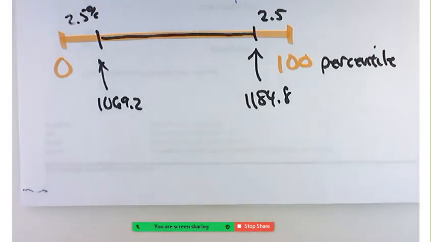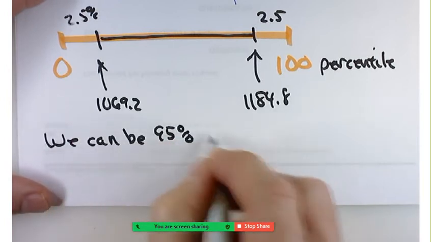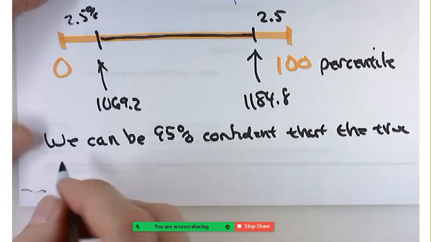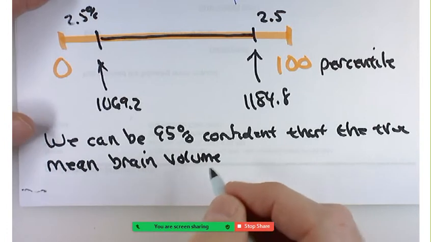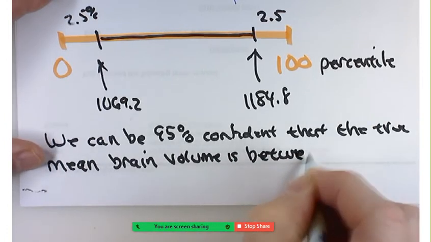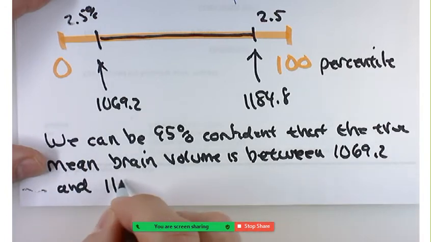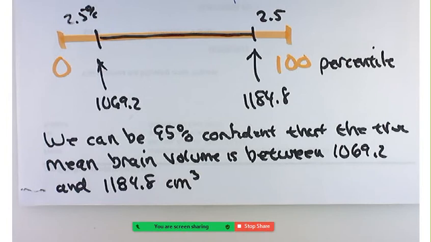And what you can do from here is build up a conclusion. You can state this in exactly the same way that we did before. This is kind of cookie cutter stuff, right? We can be 95% confident that the true mean value, or mean brain volume, is between 1069.2 and 1184.8. I believe the units are cubic centimeters. So, hey, that's where we think the true mean value is, if we could somehow calculate that for everybody in our population.